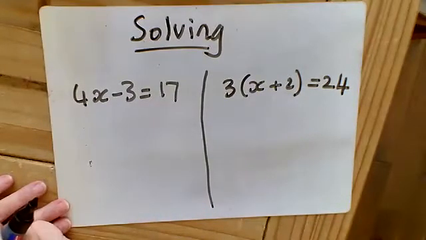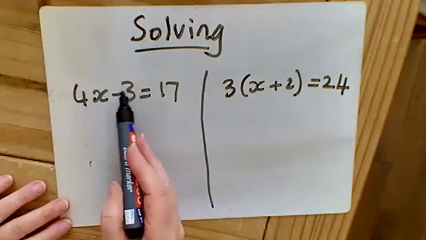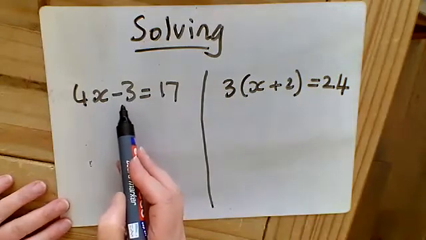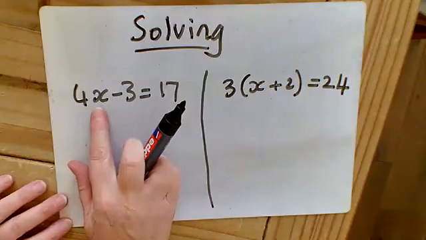And I also need to use inverse operations. This means if I've got a subtraction, I would do addition. The idea is to eliminate terms until we're just left with the x on its own.